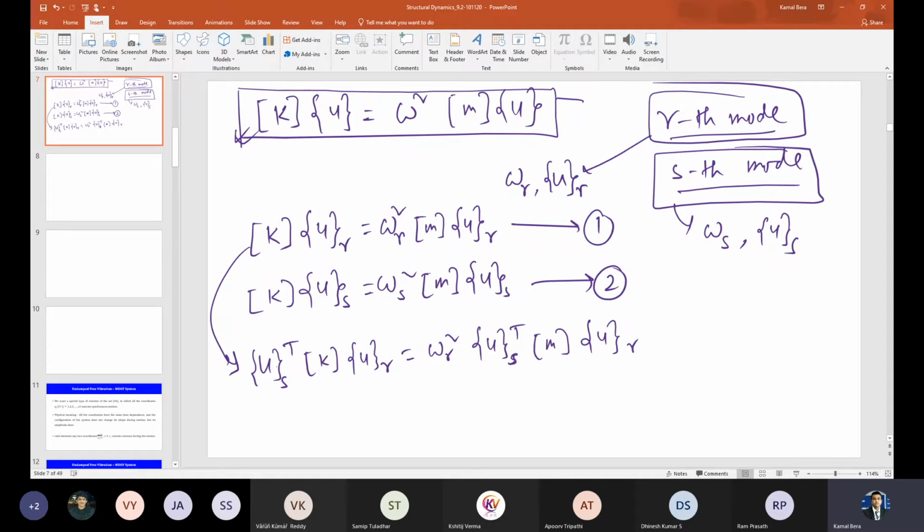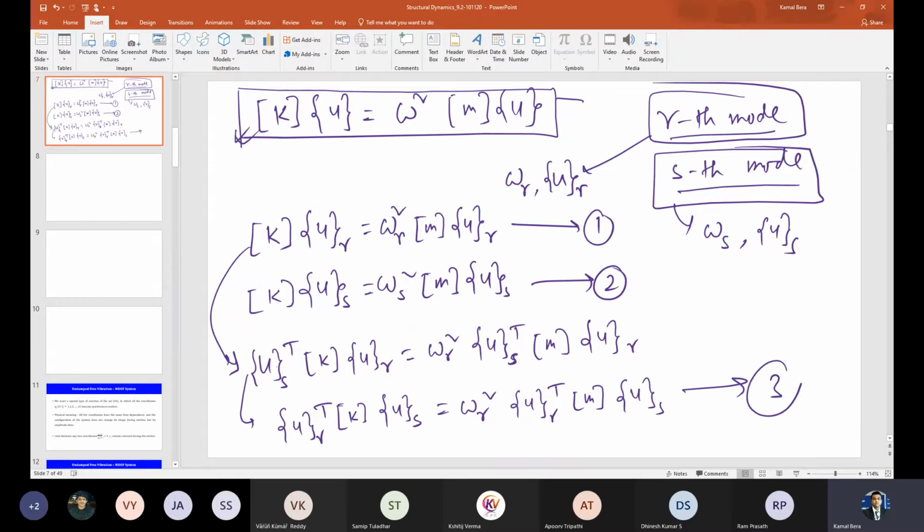Take the transpose of this equation. UR transpose K transpose, and K transpose is K, right? Symmetric matrix. US transpose is US. Omega R square UR transpose M transpose, M transpose is M, US. Equation number 3.